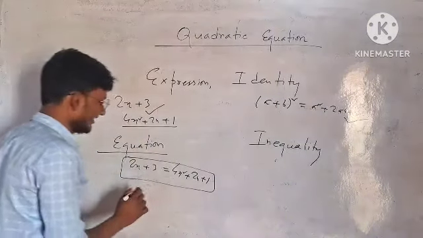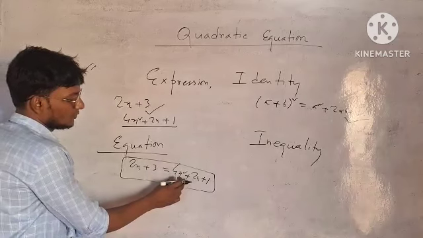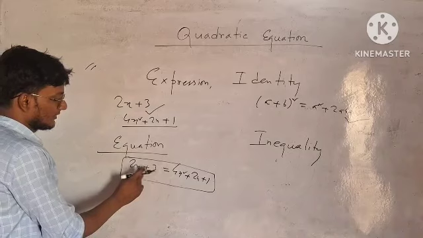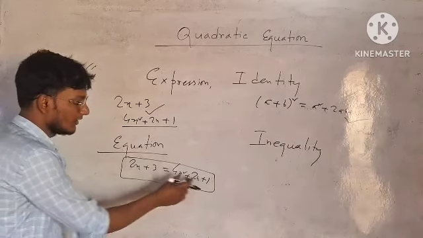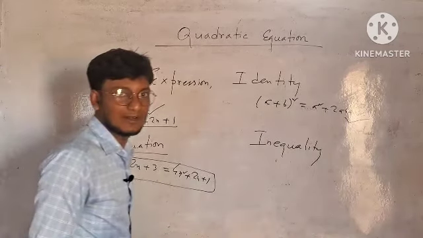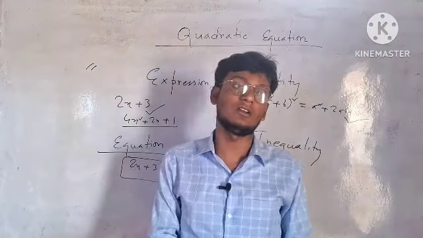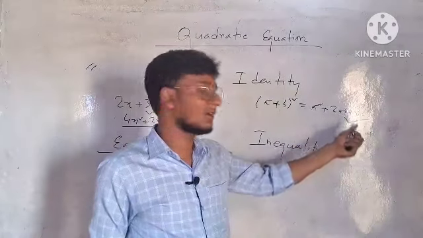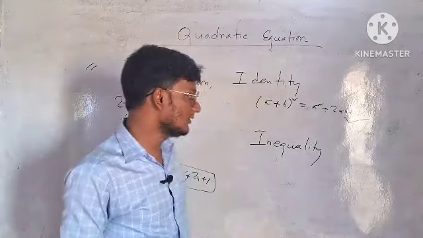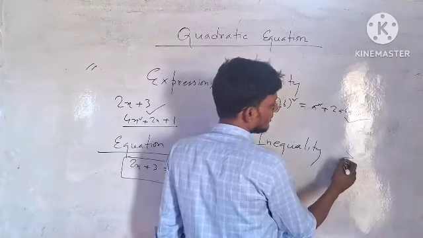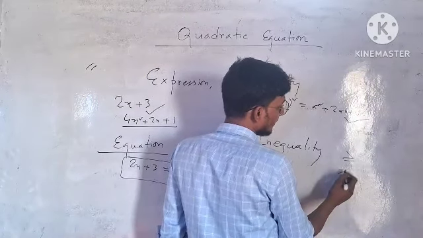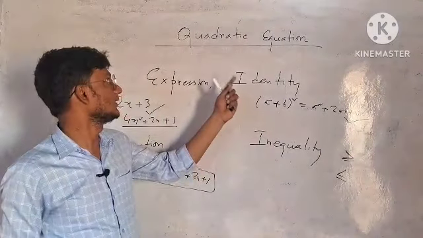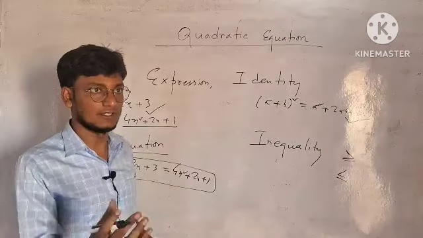But in equation, if you choose the value of x, if I put x is equal to 1 in this side, you will get a different value, and if you put 1 in the other side, you will get a different value. So it will not satisfy for all numbers, but identity will satisfy in all numbers. And inequality, already you know, there will be the sign less than or equal to, or greater than or equal to. That is not my topic. My topic is quadratic equation. So that is the introduction part.